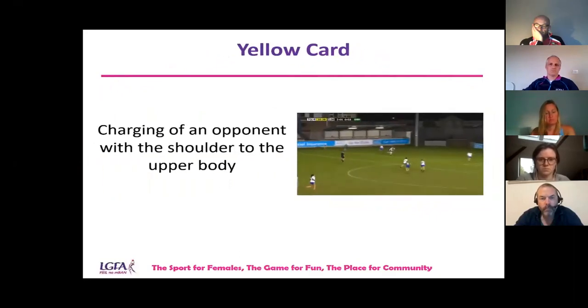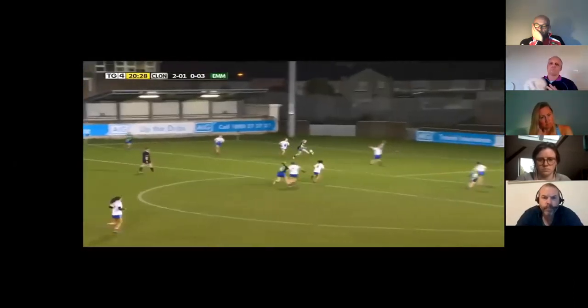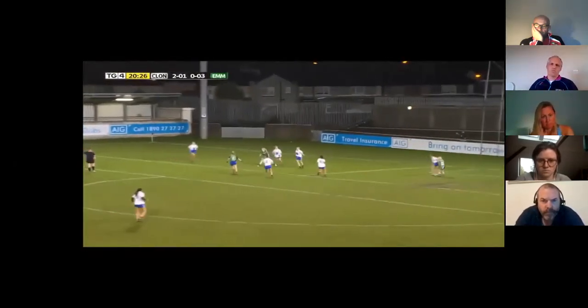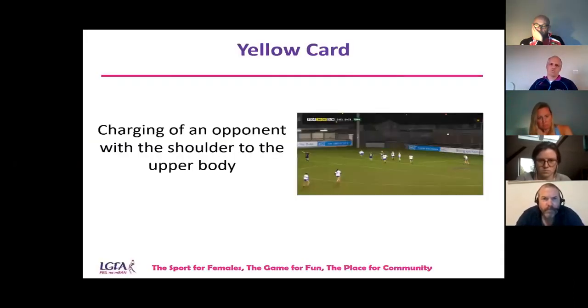Level up of charge is for a yellow card offence. And in this case, you will see the charging of an opponent with the shoulder to the upper body. If you look at this video, the player goes in. There is not huge force, but there is intent and there is motion of the player into the defender. So in this case, it is a yellow card offence.